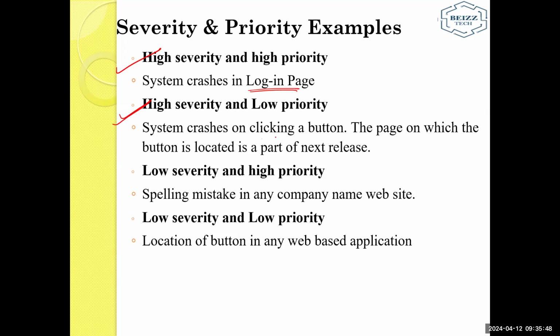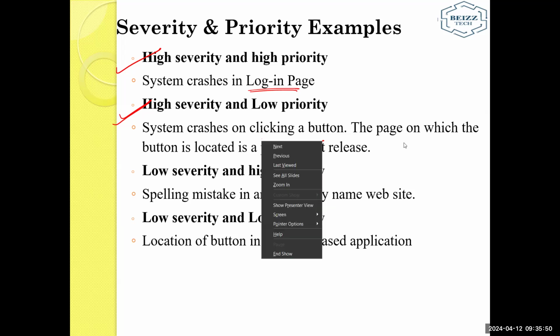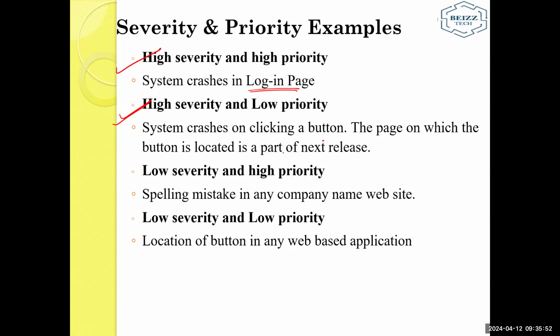See, the system crashes on clicking a button, but the page on which the button is located is part of the next release. Means there is an application and if you click on a button, the system crashes. But suppose the page on which that button is available is part of a next release. If it is part of the next release, then it is high severity because the system is crashing, but low priority as it is part of the next release. Are you getting my point?